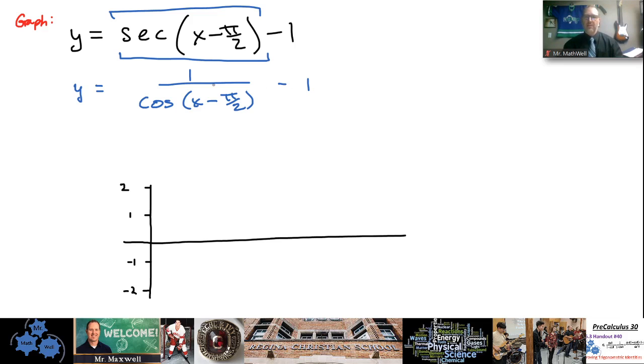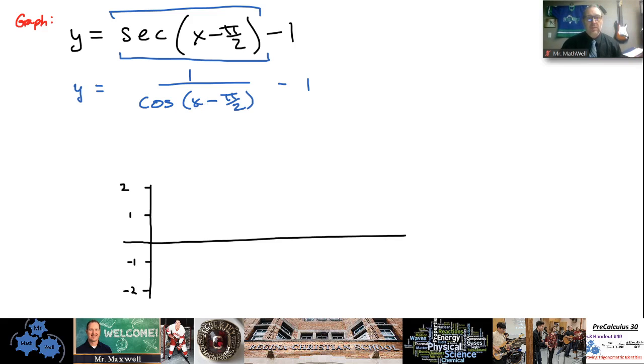So what we're going to do to graph is take a look at a cos graph first, then shift the cos graph to the right, pi over 2 units, then take the reciprocal of that, and then move that down 1 unit. That's how we're going to graph it.